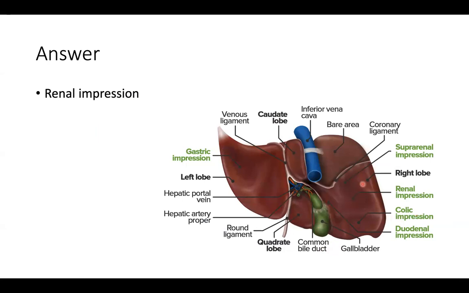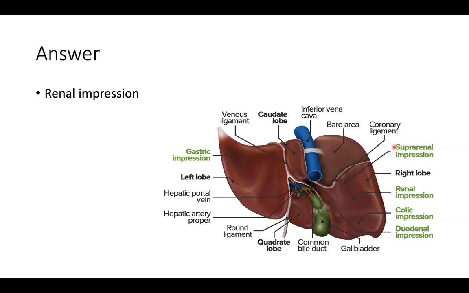Also, one more thing before I forget, on the right side, you have four impressions and one impression on the left side. For the right side, remember you have the suprarenal impression, the renal impression, the colic impression, and the duodenal impression. So all of them, and they go in that manner.